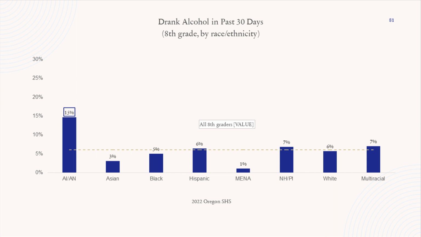And so when we look at race and ethnicity among 8th graders, we see substantially higher rates, at 15% of youth who identify as American Indian, Alaska Native, reporting that they drank alcohol in the past 30 days.